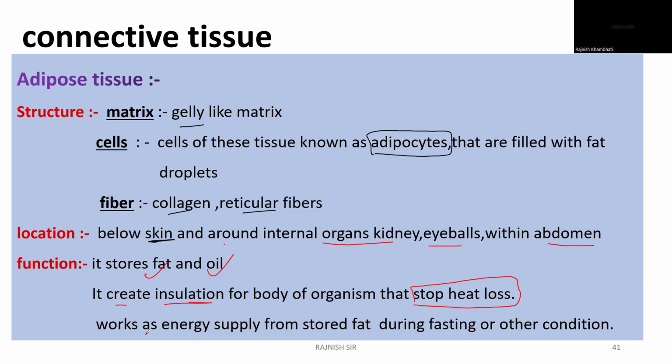And we know that fat works as an energy supplying material. Why do we eat fat? Because of energy purpose. We want energy from that. So it provides energy from the stored fat during the fasting time. When you are eating nothing, at that time you will get energy from the fat. So this is all about adipose tissue.